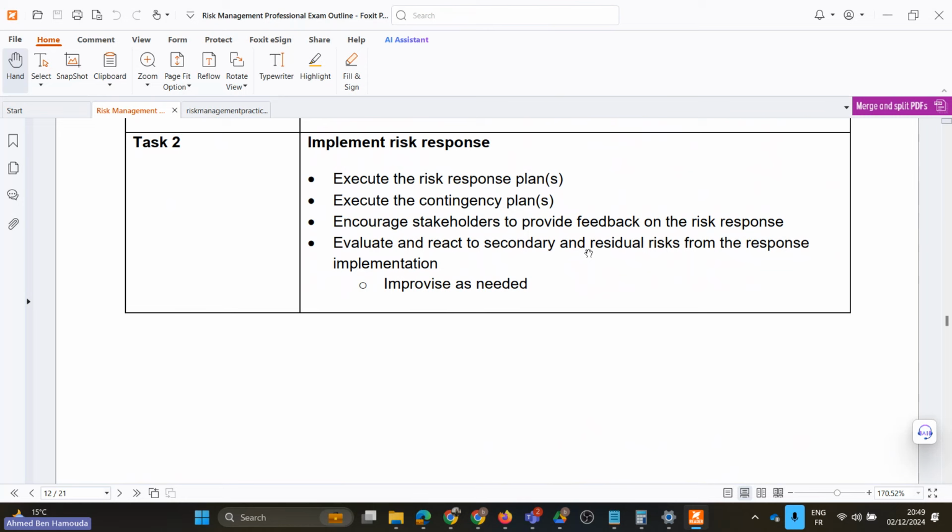Also, as a project manager, you might want to take into consideration the feedback of the stakeholders on the response plan, how they see it, if they're confident with it, if they support it. And of course, once the risk response is implemented, there might be some secondary risks as a direct outcome of the response plan, and also maybe some risks will be considered as residual. They will just remain. They will not go away.